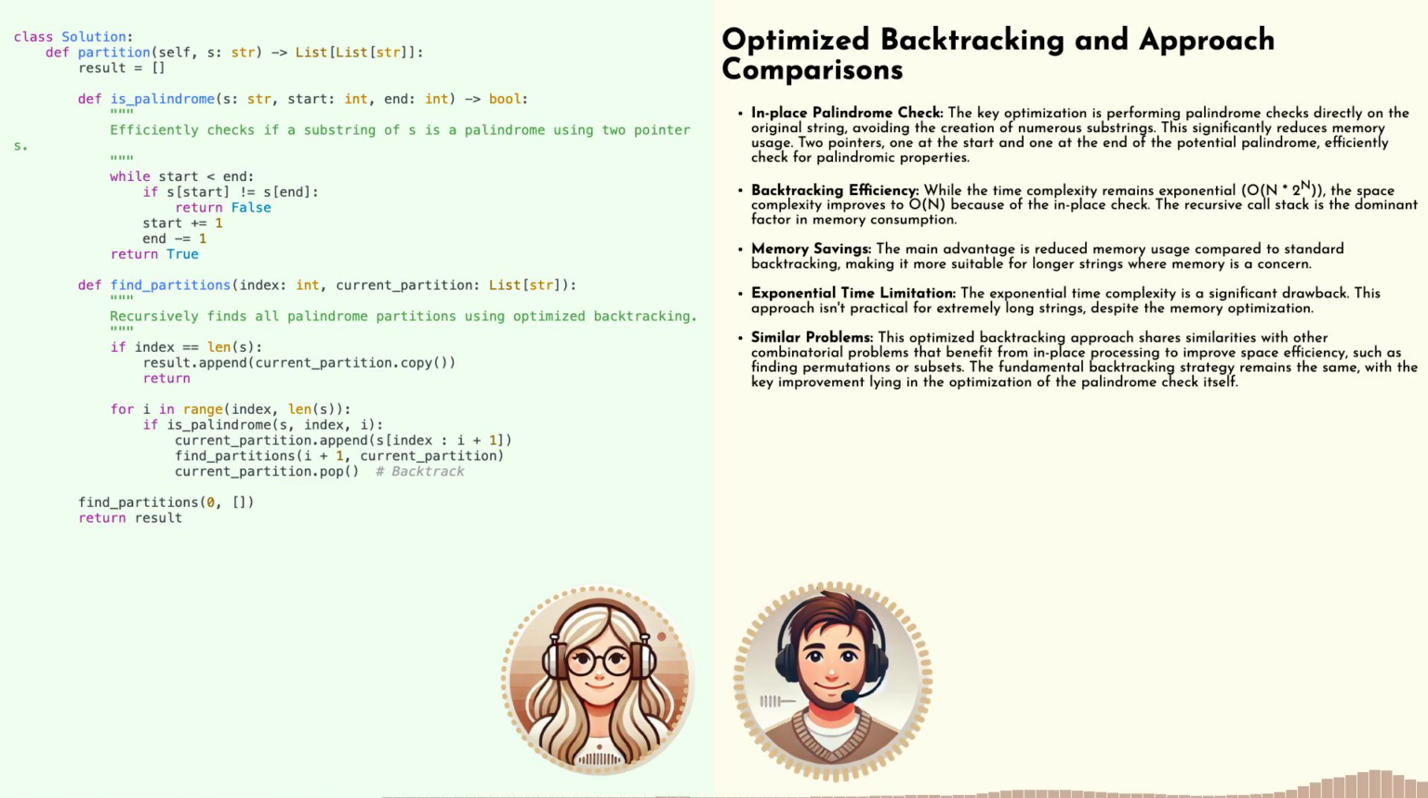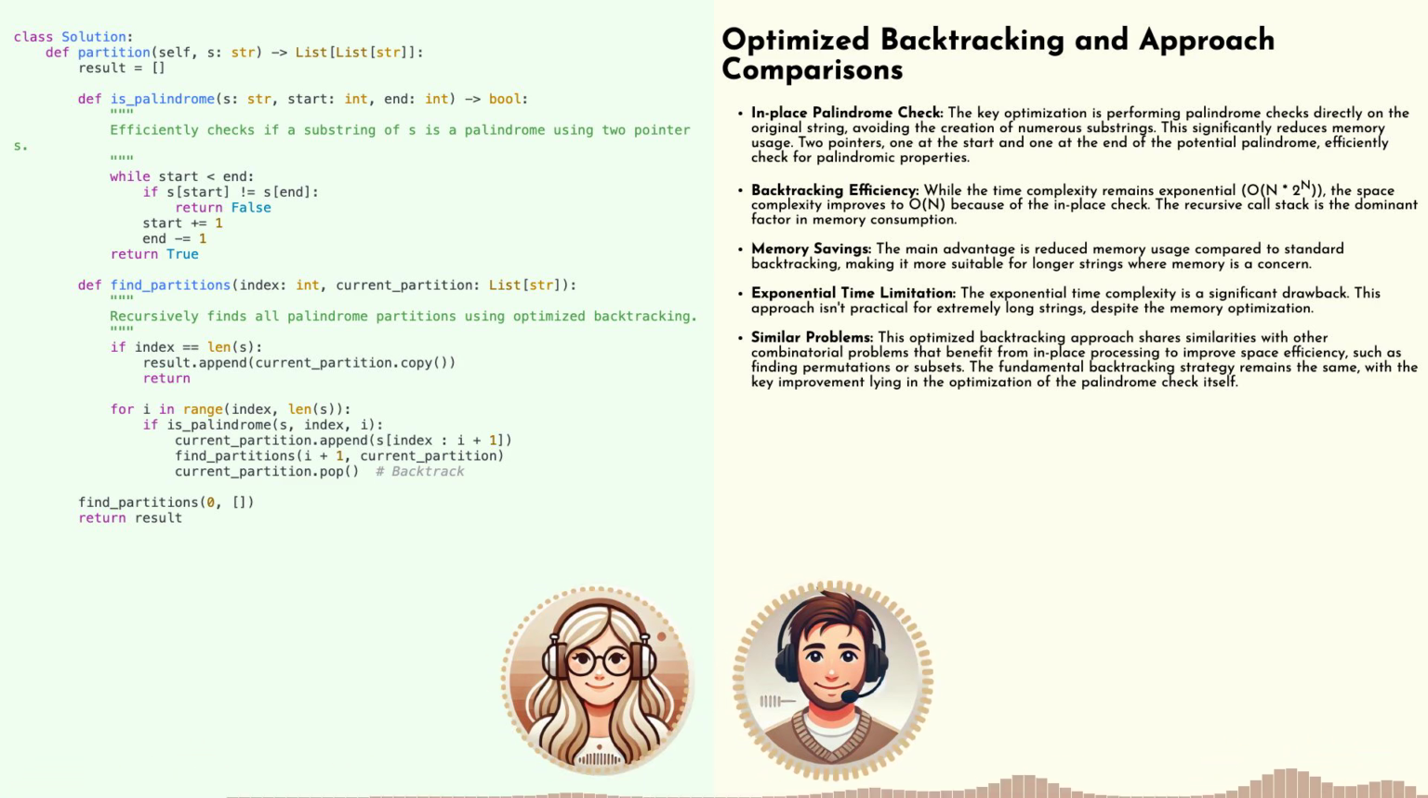Oh, so it's like a pincer move, closing in on the middle of the substring. Exactly. And if those characters match all the way to the middle, then you know it's a palindrome. Right. And the nice thing is you're doing this all directly on the original string. You don't have to create any temporary substrings or use extra memory for that DP table. Okay, this is starting to make sense.